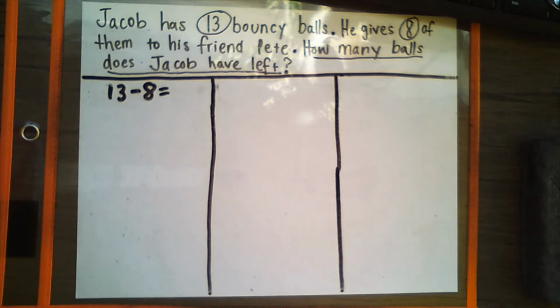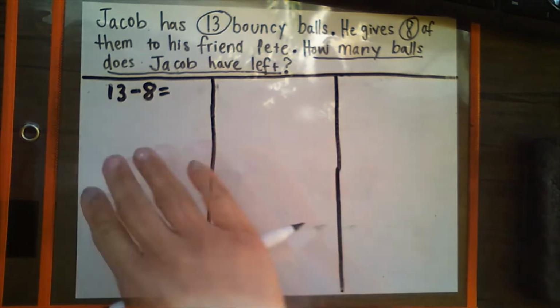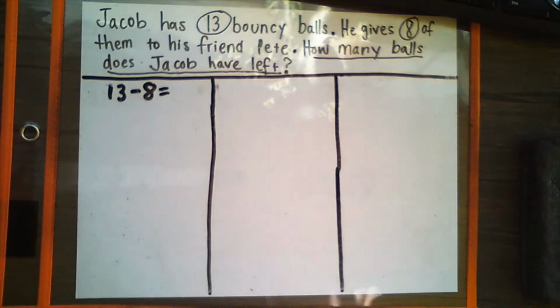Now, before we do anything together, I gave you one number sentence. And I want you to pause here and talk to a friend or a family member about another number sentence we could use to solve our story problem. And then we will come back and share it together as a team.